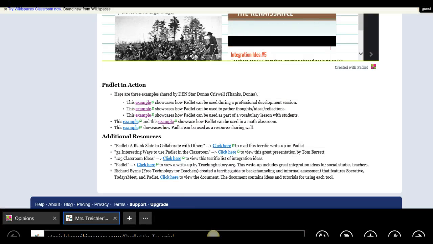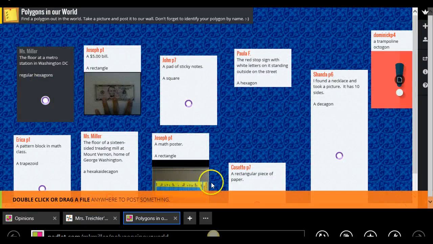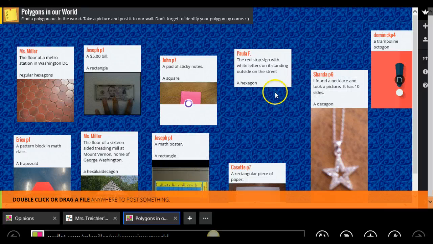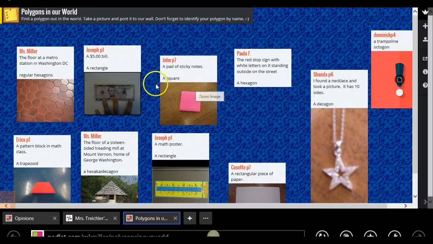I like this one that can be used with math class. And this one has them post pictures of polygons in the world. It says take a picture and post it to our wall. Don't forget to identify the polygon by name.